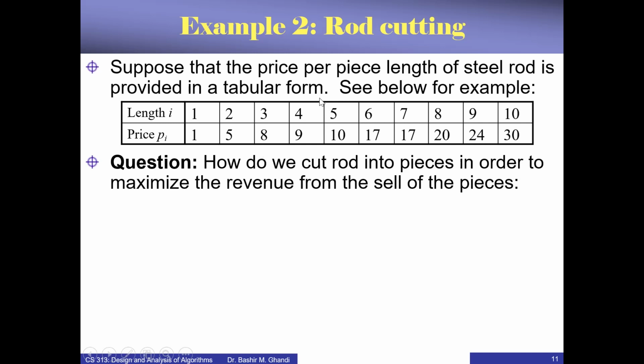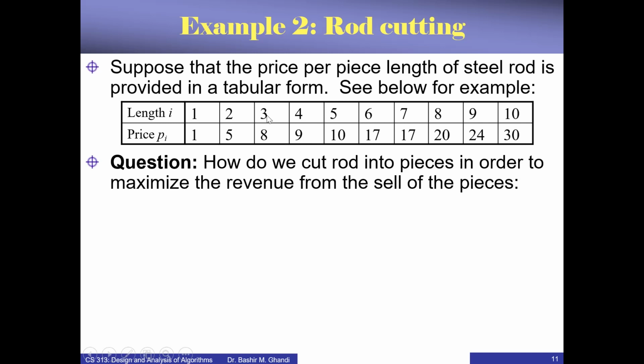If you have a piece of length 4, in that case, it is better to break it into 2 pieces of length 2 inches each, so that you get 10 reals, rather than selling it as it is with a length of 4. In that case, you will only get 9 reals.